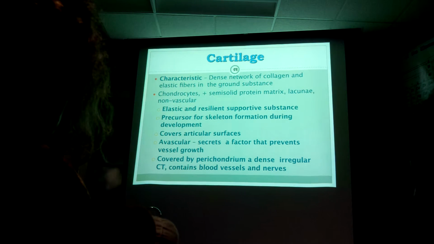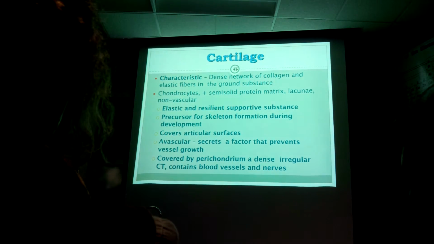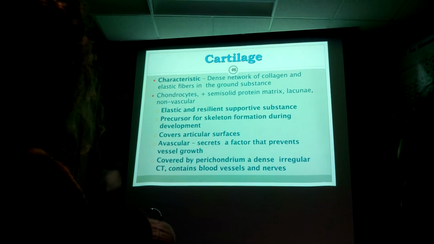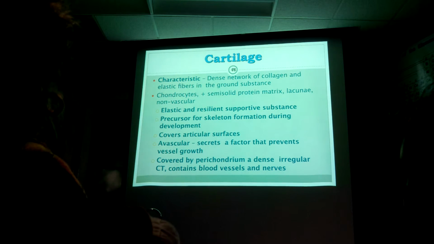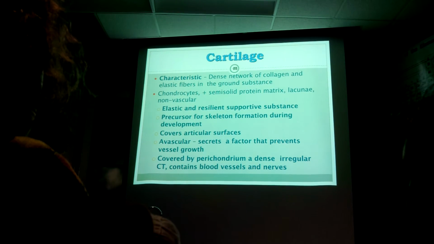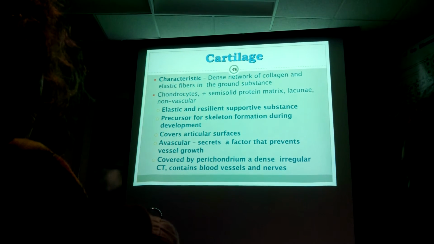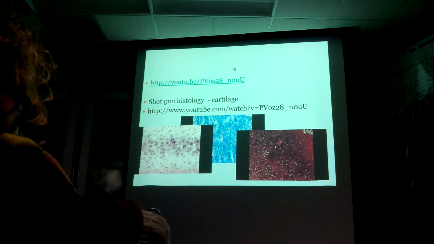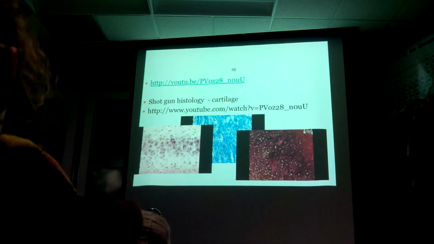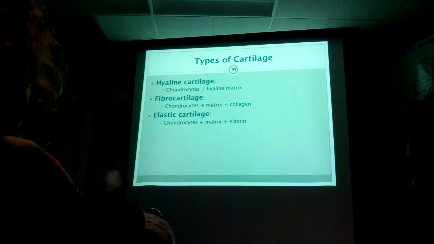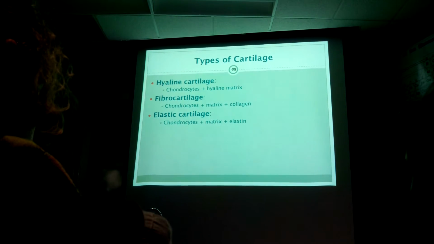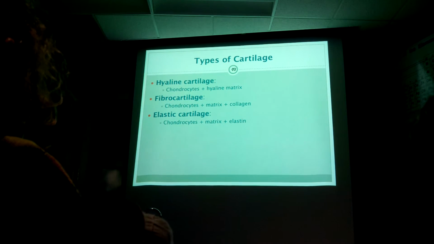Now we also have cartilage as another type of connective tissue. And cartilage, we find all different types of cartilage. We basically have three types. We have hyaline, we have elastic, and we have, let me see right here, what is the last one here? And fibrocartilage. So these are the three basic types of cartilage we have: hyaline, fibrocartilage, and elastic cartilage.